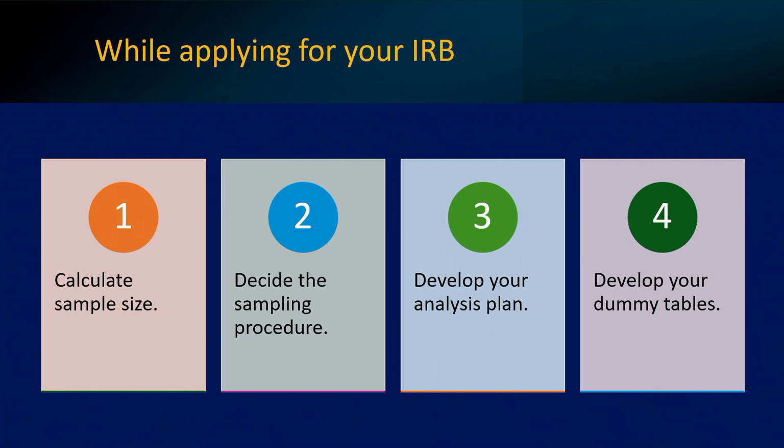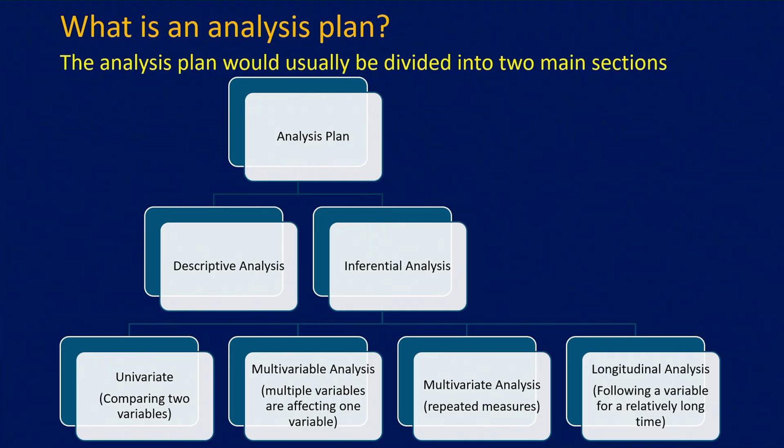So before applying for the IRB, we need to make sure that we calculated the sample size. Not only that, but also the sampling procedure, because the sampling procedure is something totally different from the sample size calculation. The sampling procedure means how are you going to recruit the sample? You will use blocks, you will use sealed envelopes if it is a clinical trial. So the sampling procedure is as important as the sample size.